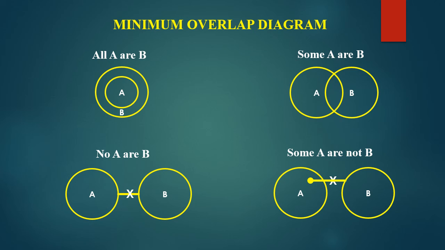So these are the minimum overlap diagrams of each and every statement. All A are B, so all A are inside B, that's one simple diagram. Some A are B, some A is overlapping on B, that's A intersection B. No A are B, anyhow no choice, we have only one diagram. Some A are not B, so we have chosen the minimum overlap diagram among the 3 representations of some not.